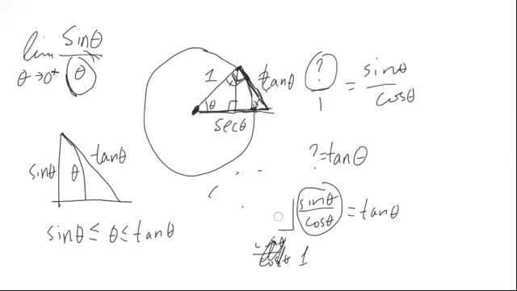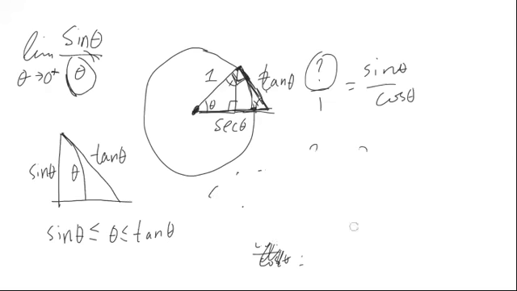So how can we use that inequality to get an equality for sine theta and theta? Well, we can do a couple things. We could just take reciprocals of everything in this inequality. Now, think about the reciprocal function.